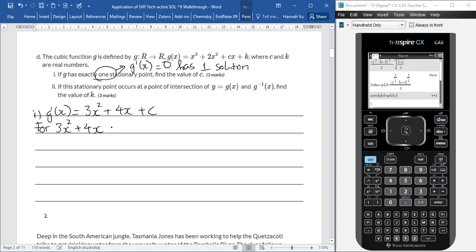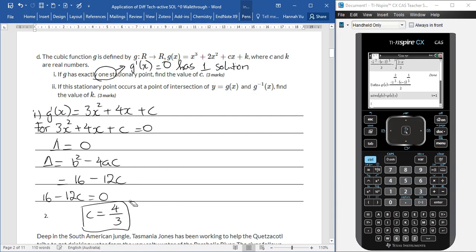So if you want 3x squared plus 4x plus c to equal 0 with one solution, it means that the discriminant must equal 0. And the discriminant in this case is b squared minus 4ac. Oh, this is the same c, so that's good. Which is going to be 16 minus 12c. So if delta equals 0, it means that 16 minus 12c equals 0, which is the same as saying that c equals 16 over 12, which is 4 over 3. So c is 4 over 3 for the first part.